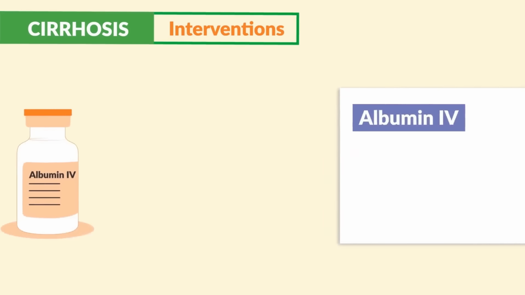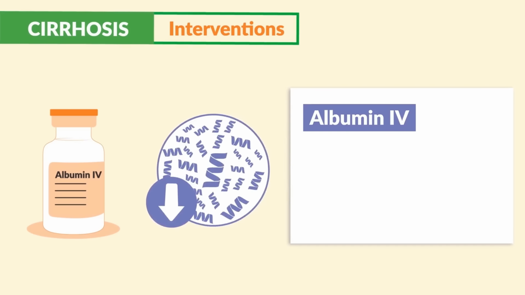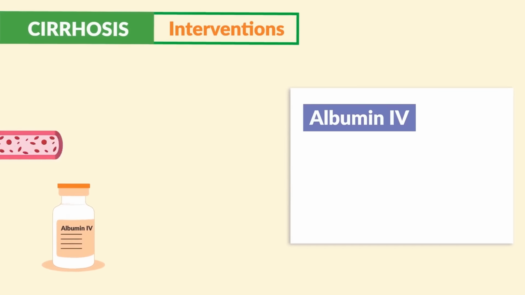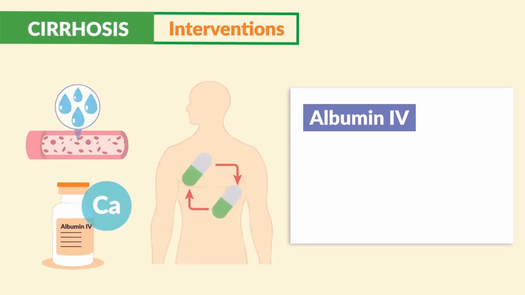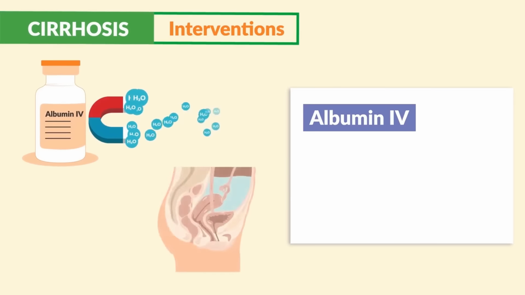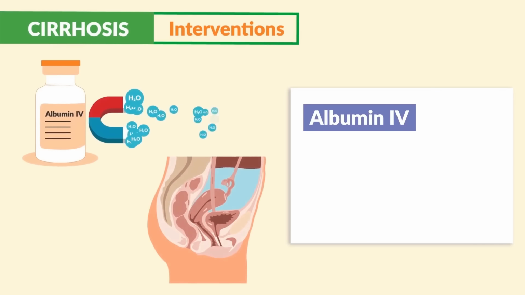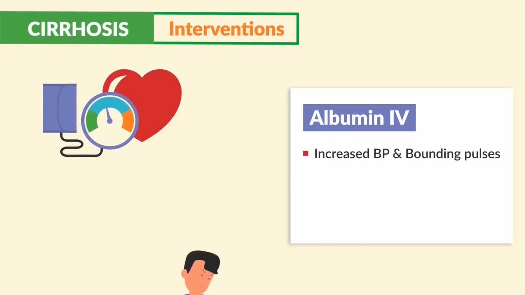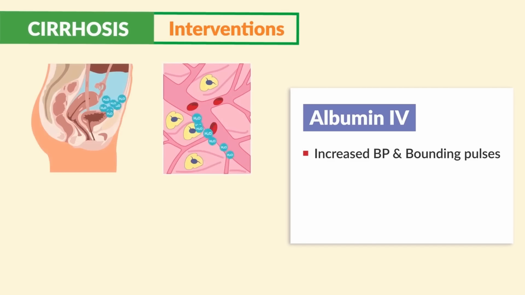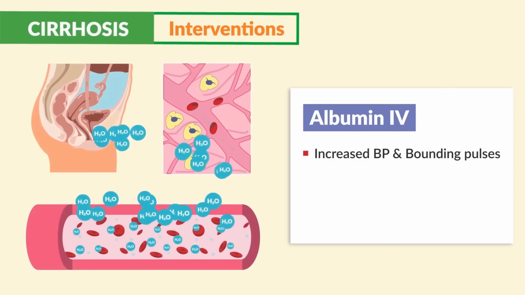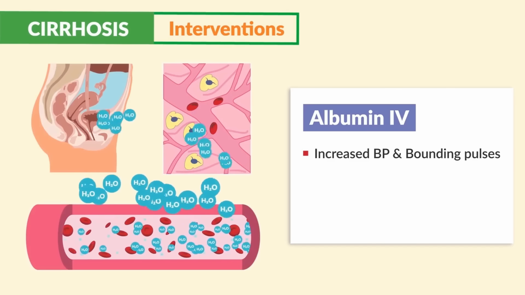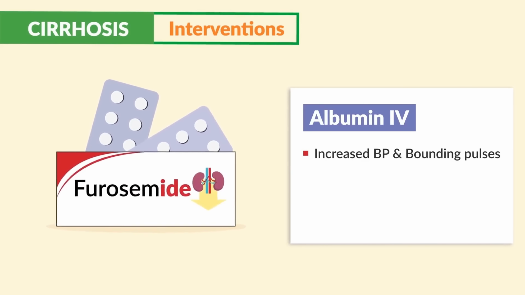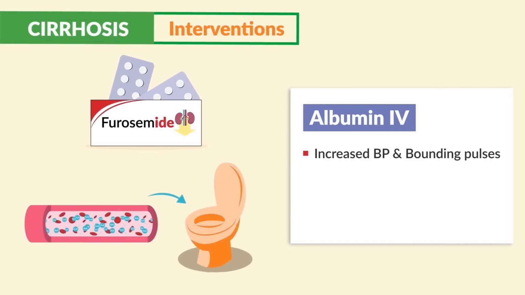Then we can also give albumin IV to treat the hypoalbuminemia. Remember, albumin attracts water, transports drugs, and binds to calcium. So it attracts water like a magnet to bring fluid back into the vascular spaces to help decrease ascites, which causes an increase in blood pressure and bounding pulses as fluid gets drawn out of the abdomen and into the blood vessels. So once inside the blood vessels, we give I-N-G diuretics like furosemide to drain that fluid from the body and into the potty.